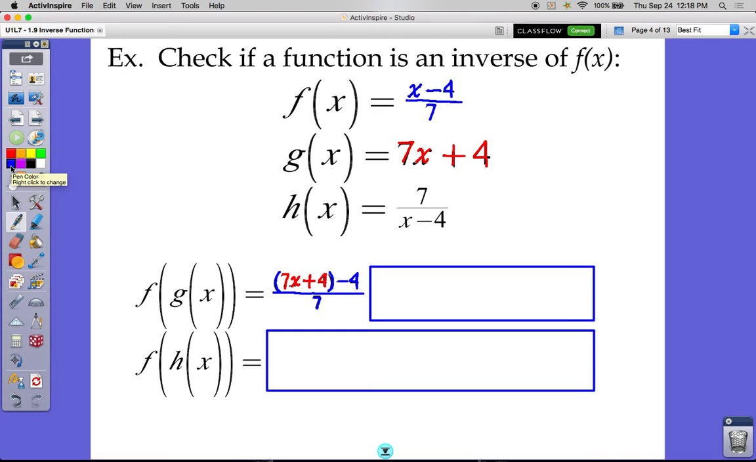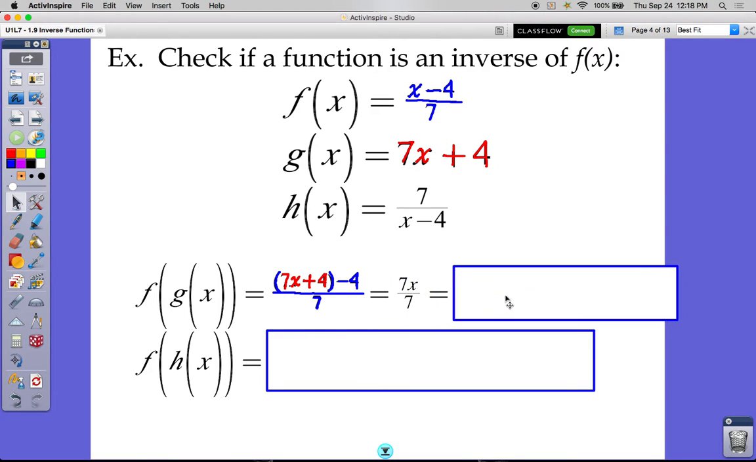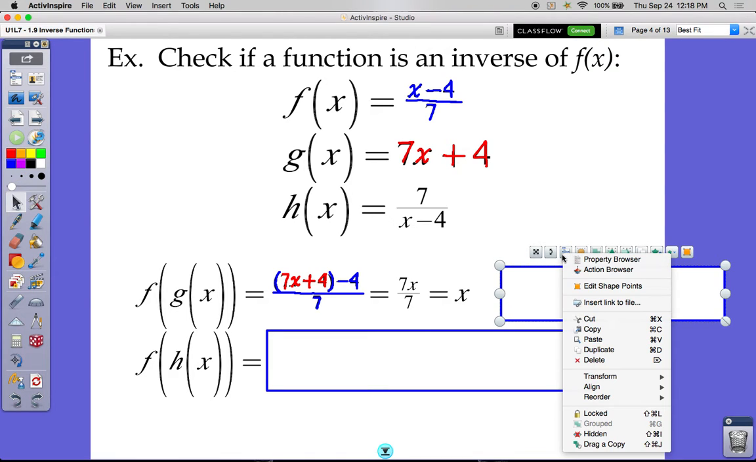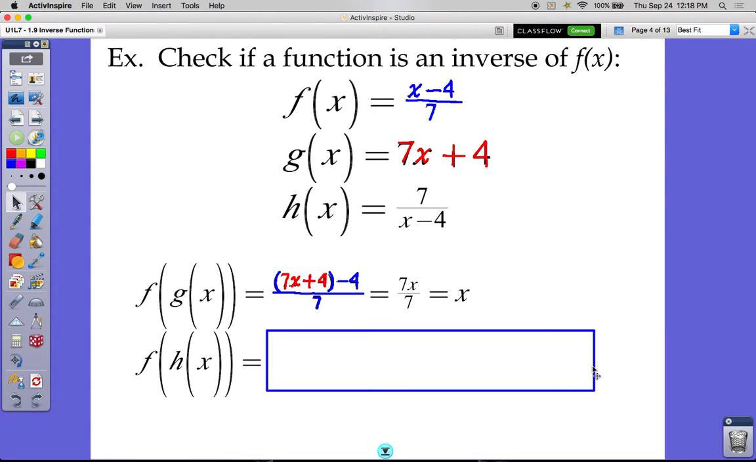Well, 7x plus 4 minus 4, I really don't need the parentheses there. The 4s will cancel, giving me 7x over 7, and 7 divided by 7 is x. So right off the bat, I found out that f of x and g of x were in fact inverses of each other. And how do I know they were inverses? Because after the composition of f of g of x, my final answer was just x, the identity function.